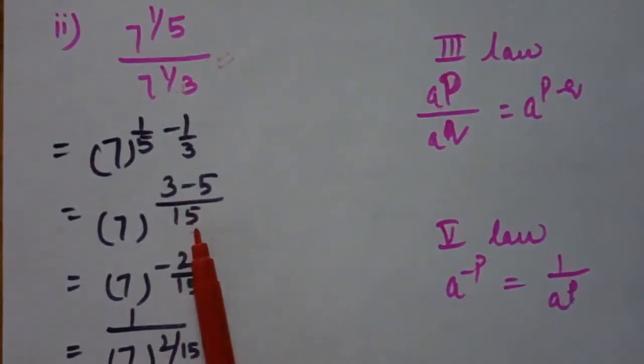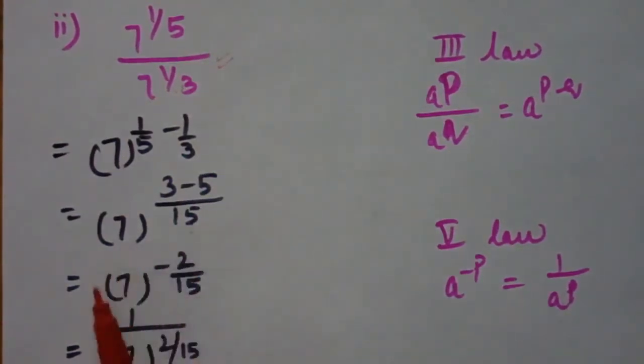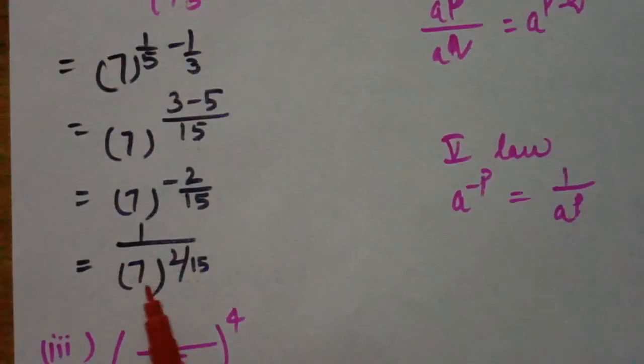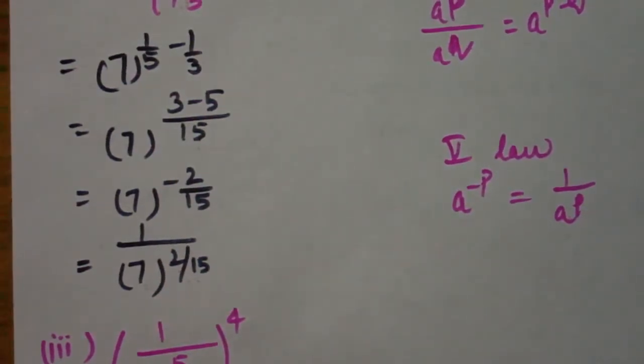I will take the LCM, then solve it, and now it is a number with a negative power. How will we change it into a positive? Fifth law, a raised to power minus p becomes 1 upon a raised to power p. We will shift this to the denominator. Same here, we will shift this number to the denominator. Then it becomes positive: 1 upon 7 raised to power 2 upon 15. Now the next question.